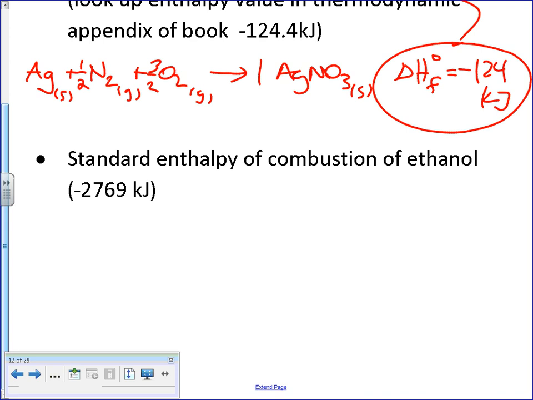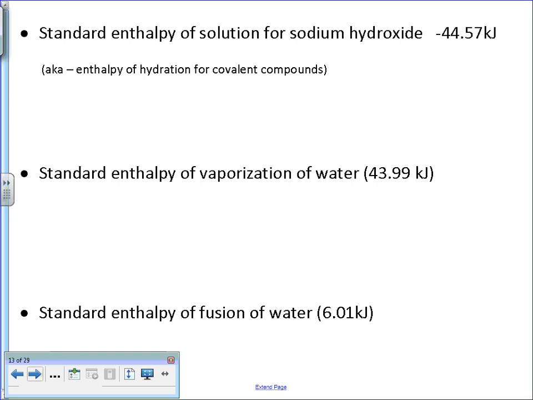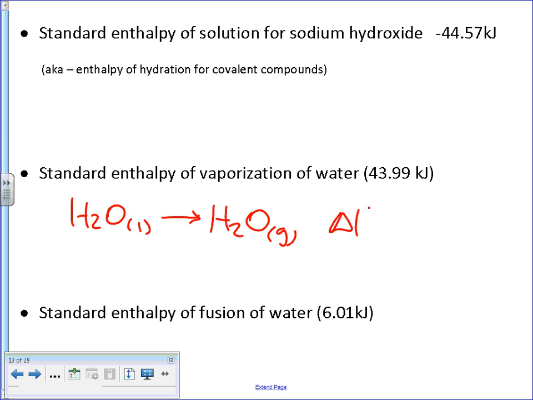Okay, next two, let's start here. I want you to write out this one, vaporization of water. So how would I write that? It's not really a chemical equation, it's more of a phase change. Right. H2O liquid goes to H2O gas, and then this is enthalpy of vaporization, which is 43.99, and why is it positive?